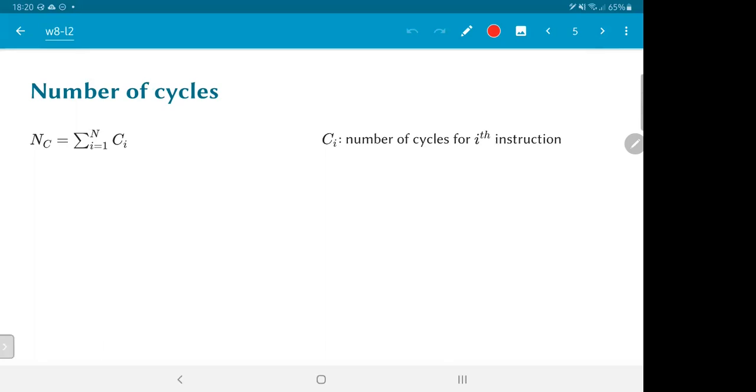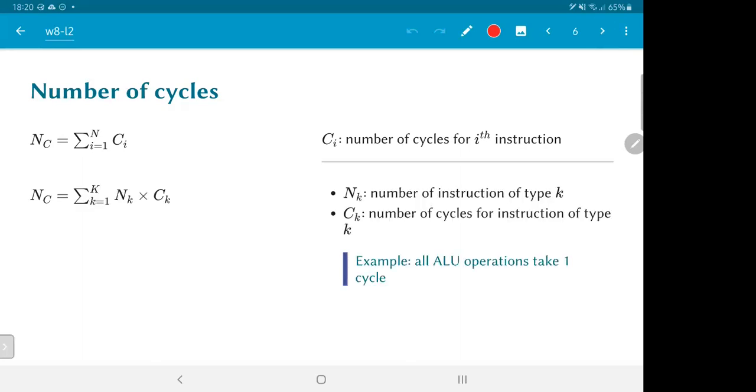So let's try and understand this number of clock cycles a little bit better. In general, what we can say is that the total number of clock cycles for a program is going to be the sum of the number of clock cycles for each instruction. If Ci is the number of clock cycles for the ith instruction, then summation over all instructions, i equal to 1 to n, assuming there are n instructions in the program, summation i equal to 1 to n of Ci would give us Nc, the total number of clock cycles.